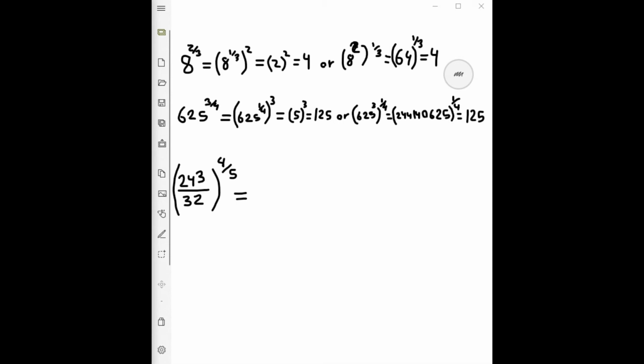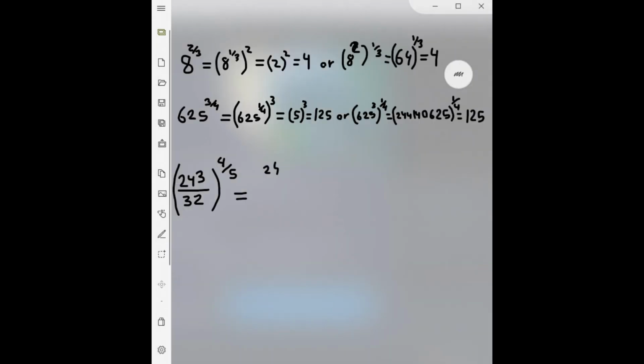For the last question, because it is a fraction, the exponent, of course, will apply to both the numerator and the denominator, and then from there do the exact same method for the top and the bottom as you did with other questions.